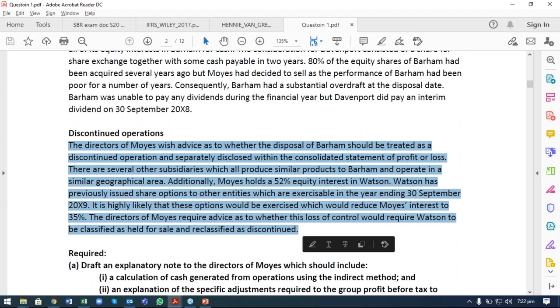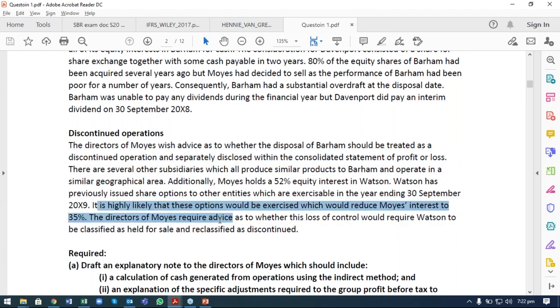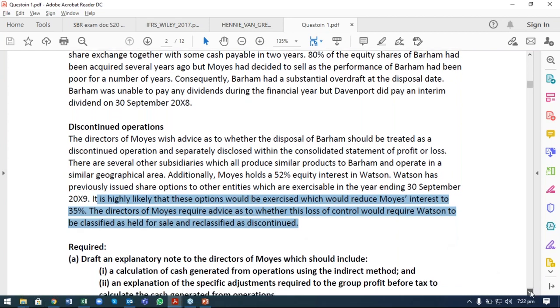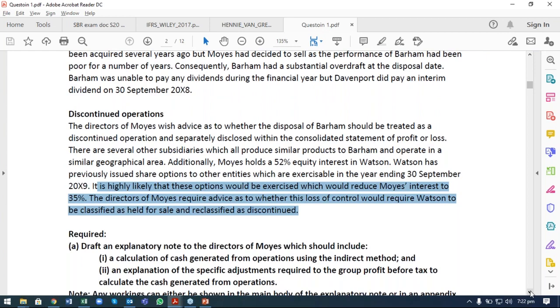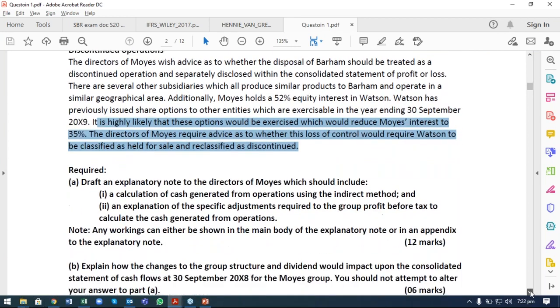Additionally, Moyes holds a 52% equity interest in Watson. Watson has previously issued share options to other entities which are exercisable in the year ended 30th September 2009. It is highly likely that these options would be exercised, which would reduce Moyes' interest to 35%. The directors of Moyes require advice as to whether this loss of control would require Watson to be classified as held for sale and reclassified as a discontinued operation. So these are the different scenarios provided within your exam section.